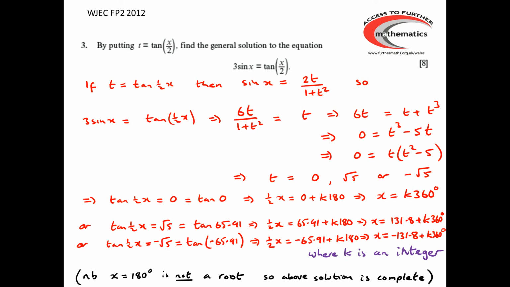The marking for this question: there are 2 marks for getting down to the stage where we've got 0 = t(t² - 5), and then basically there are 2 marks for dealing with each of the 3 separate cases confidently.